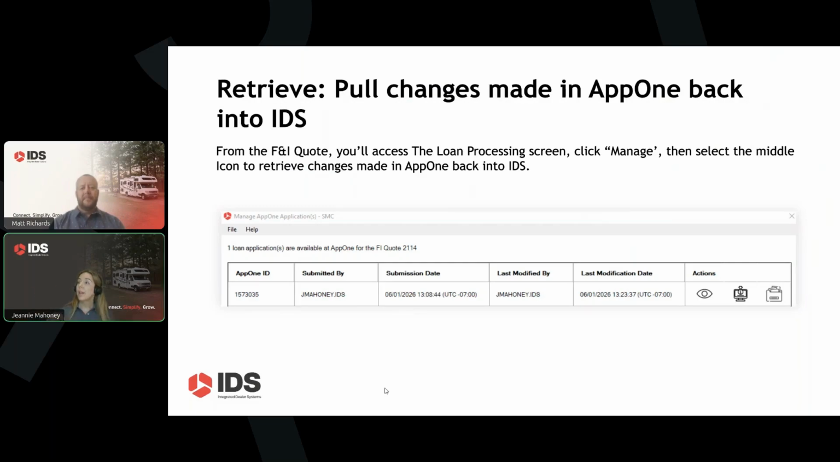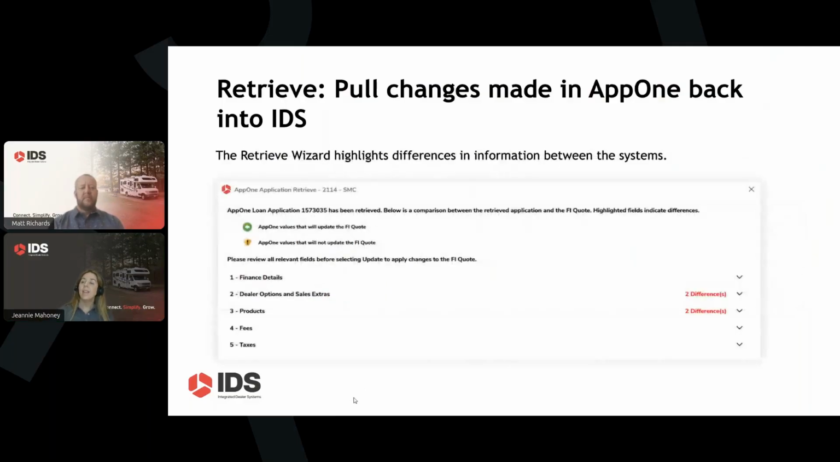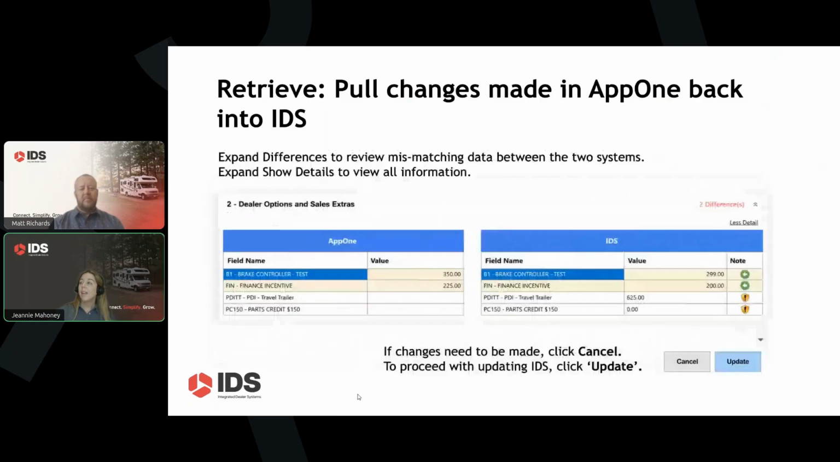So for the example where we're pulling changes back into IDS, you would go ahead and click that middle button. And then what you're going to see next is the retrieve wizard, which from a high level at first is going to just showcase to you which categories of information that you're pulling over have differences. And then all you have to do to drill down into those differences is just click on the red text. And then a more detailed view is going to pop up, which will allow you to compare the changes that you're pulling over into IDS that have been made.